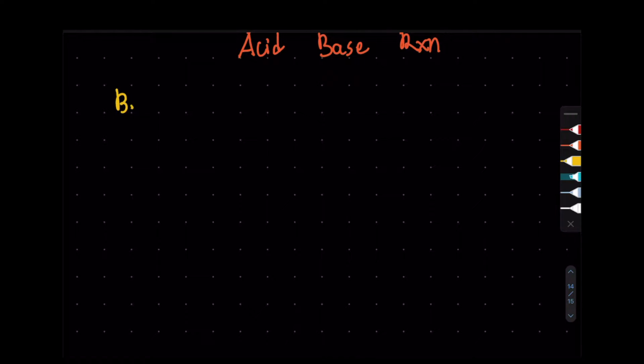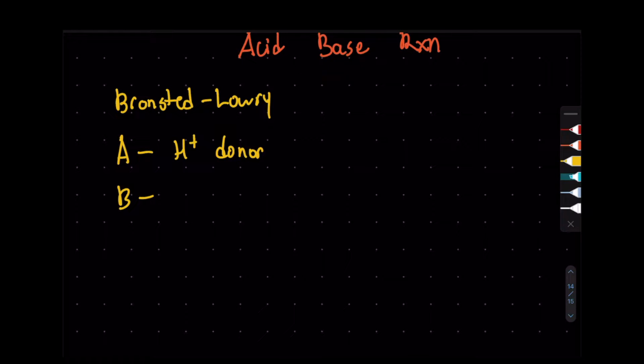So the Bronsted-Lowry definition of an acid is a proton donor, and bases are proton acceptors. And protons in OChem are referring to hydrogens without any electrons.